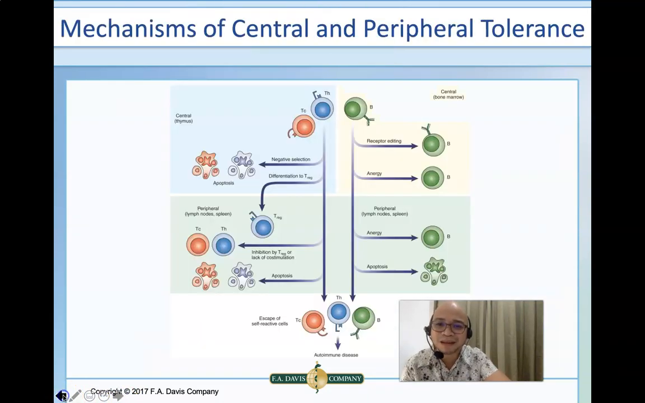Let me go back to the illustration. As you can see here in the illustration, central tolerance occurs in the primary lymphoid organs.